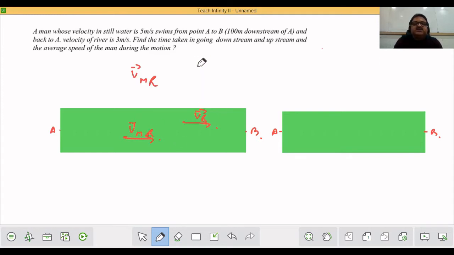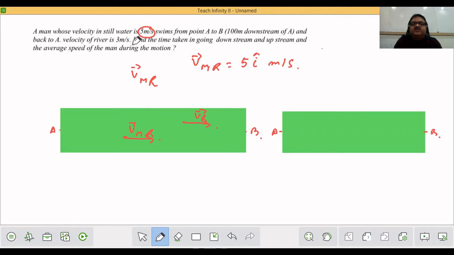So now look at this. A man whose velocity in still water is 5 meters per second. That means the velocity of the man with respect to the river is 5 meters per second, meaning 5 i cap meters per second.